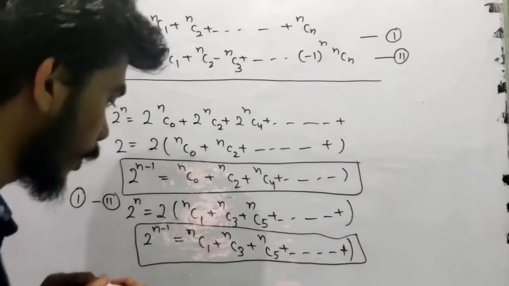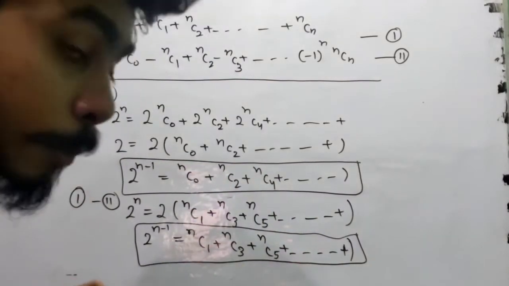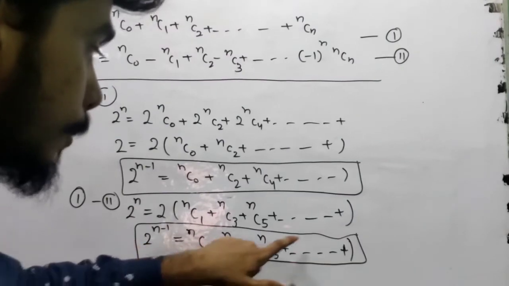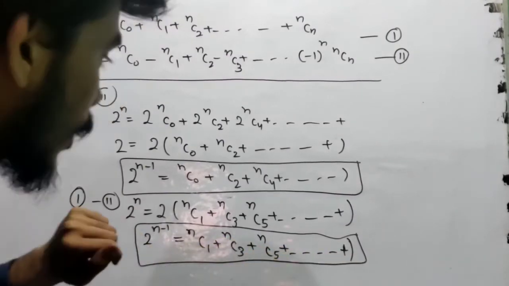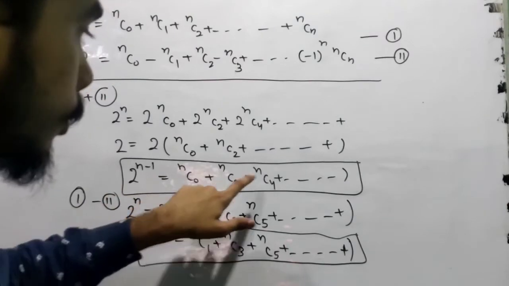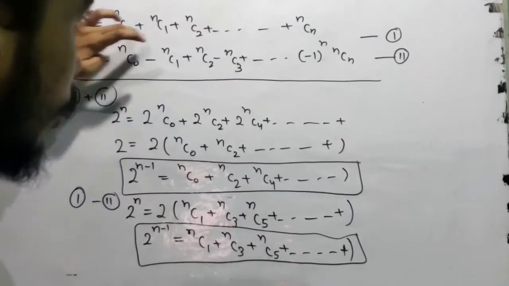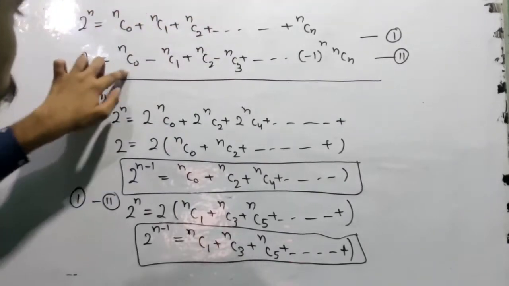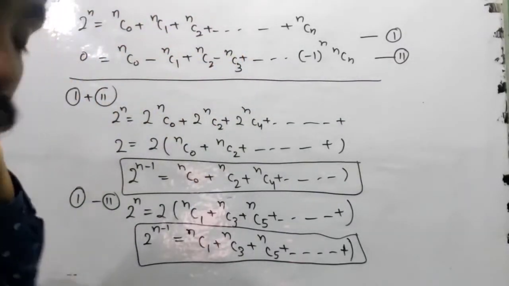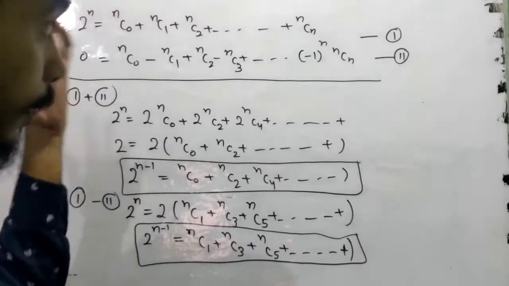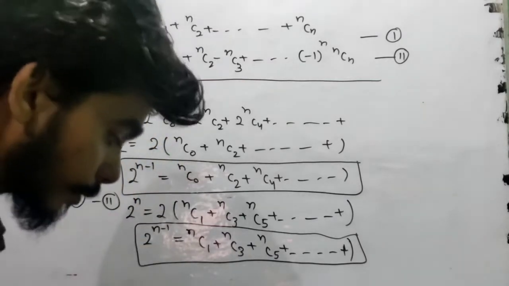So the sum of odd binomial coefficients, nC1 + nC3 + nC5 + ..., equals 2 to the power n minus 1, and nC0 + nC2 + nC4 + ... equals 2 to the power n minus 1, and the sum of all binomial coefficients is 2 to the power n, and the alternating sum equals 0. So please remember all these properties, these are very important. I am also going to find other properties of the binomial theorem.